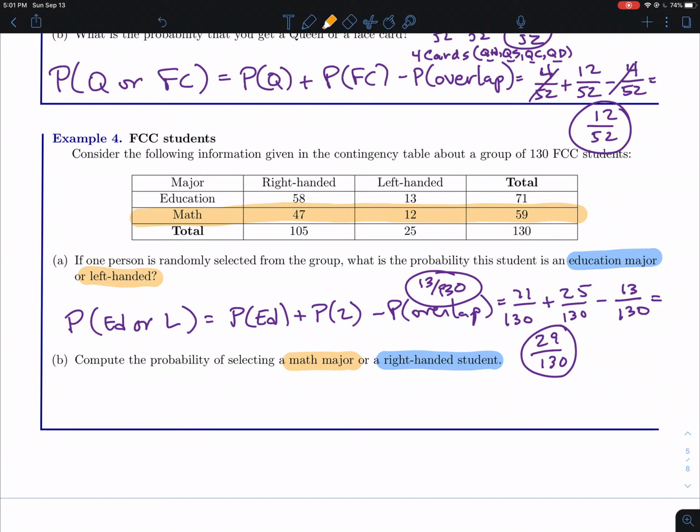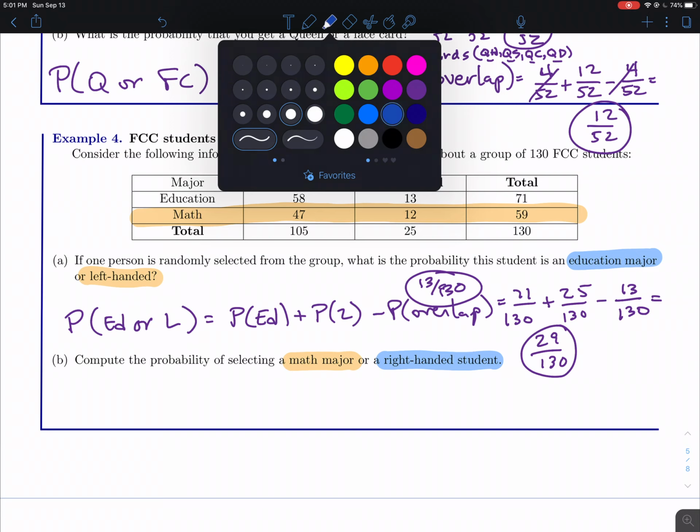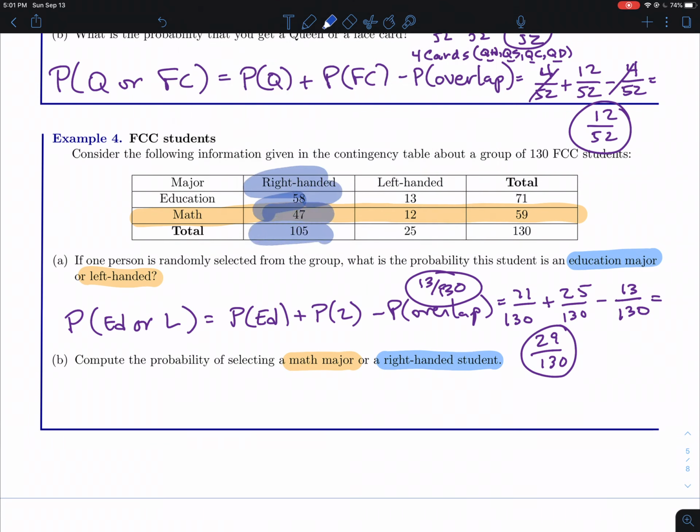So the probability of getting a math major is going to be that row with 59 people in it, and then a right-handed student would be everything in there. So again, any place where we've got blue and orange intersecting is going to be the overlap, or what we're going to have to subtract out. So again, assuming we don't know whether they overlap or not, we can just write this out: probability of math plus the probability of right-handed minus the probability of an overlap.